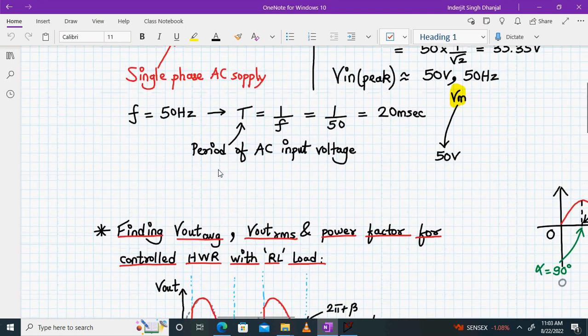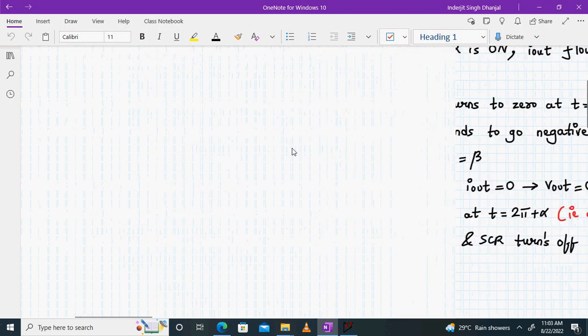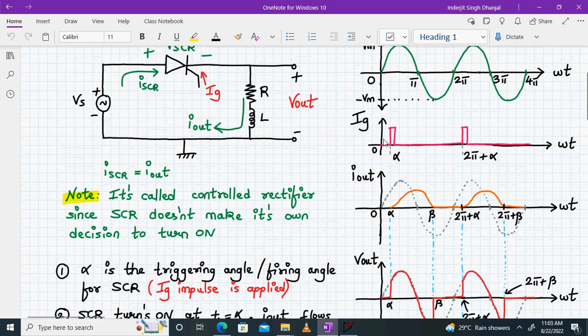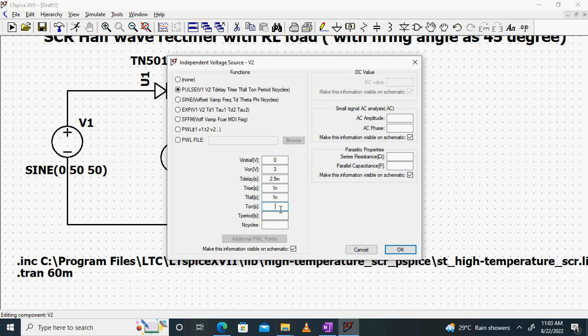So let us do that in the simulation. In the pulse, the time delay will be 2.5 millisecond, right? The rise time will be 1 nanosecond, and the fall time also will be 1 nanosecond. The on time, I want this gate pulse to be on for a very short time. This gate pulse should start at 2.5 milliseconds and last for, let's say, 1 millisecond only, not more than that, because this is enough to turn on the SCR. So the on time will be around 1 millisecond and the total time period will be 20 millisecond.